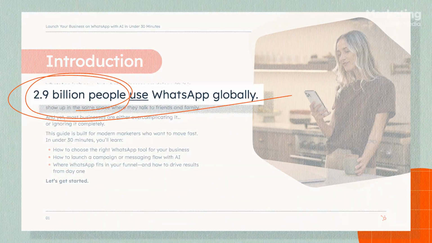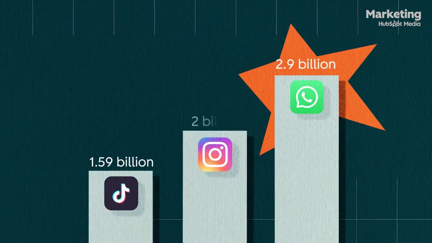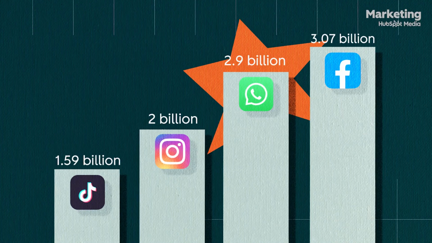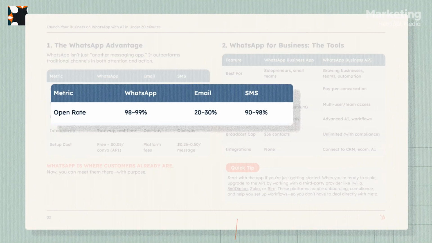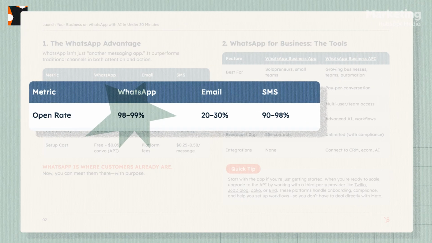Well, for starters, it's massive. Almost 3 billion people use WhatsApp every month. That's more than TikTok, more than Instagram, and only Facebook has more users. But here's a fun fact. While the average email has a 20% open rate, WhatsApp messages, 98% open rate. That means almost every message you send is actually getting seen.